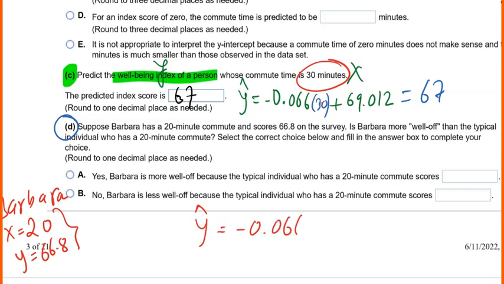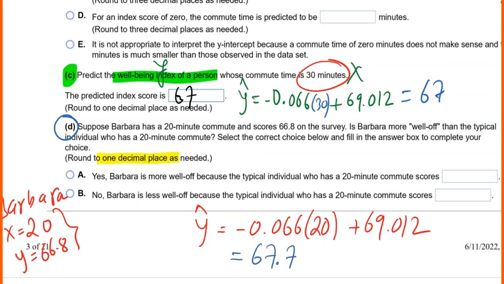Okay, times 20 plus 69.012. This is the math, and if you round it to 1 decimal place, this number equals 67.7. Okay, now this is the score of the typical individual who has a 20 minutes commute time, and Barbara has 66.8. This is less than this typical individual who has a 20 minutes commute time.